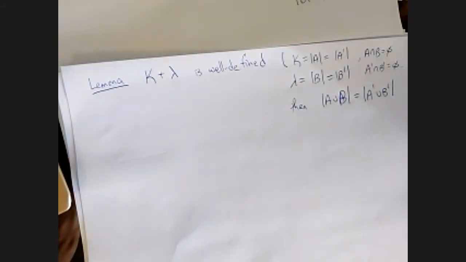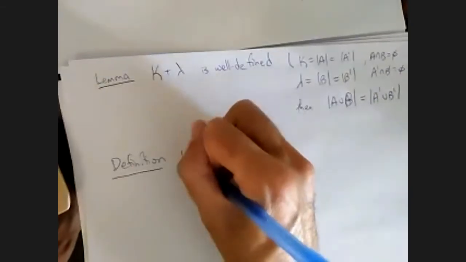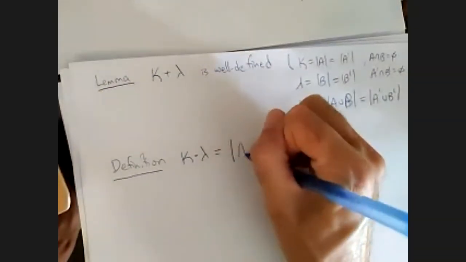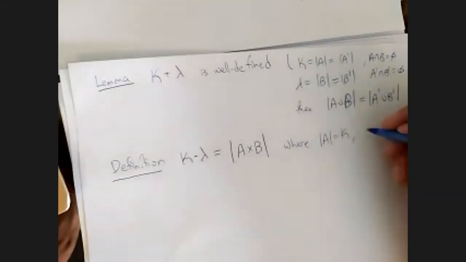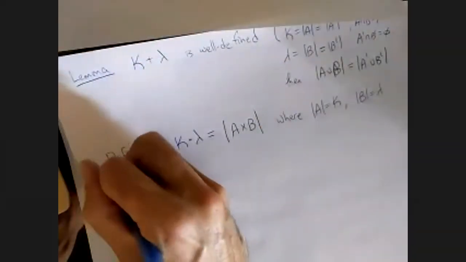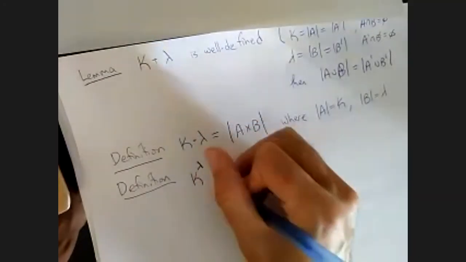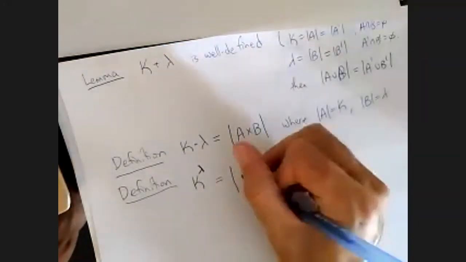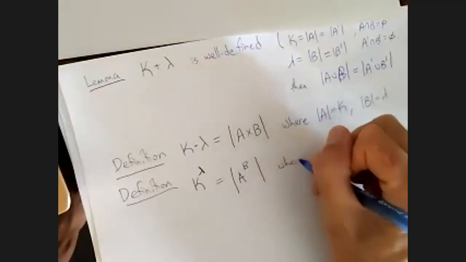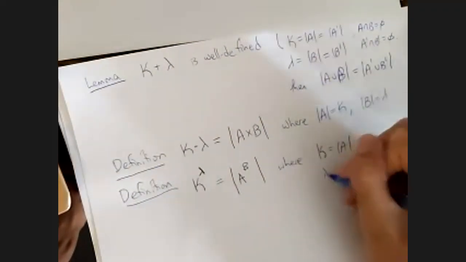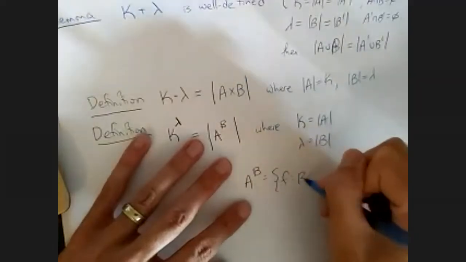Okay, we can also define multiplication of cardinals. Kappa times lambda is just the cardinality of A cross B, where the cardinality of A is kappa, the cardinality of B is lambda. And then we also have another definition. Kappa to the lambda is just the cardinality of the functions from B to A. And here, let me remind you that A to the B is the set of all functions F from B to A.